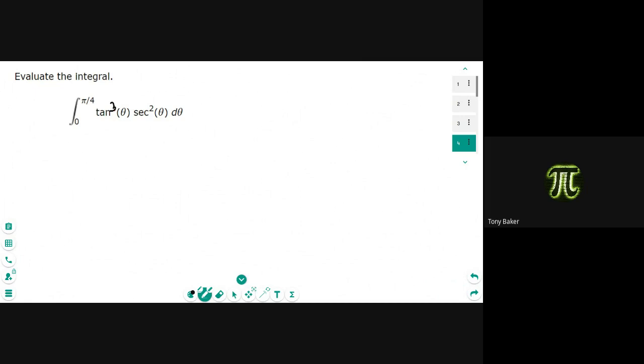Here, let me find it. Oh, you're right. What's the derivative of tangent? Secant squared. So this is literally just a u substitution. I was right. So tangent of theta is u. So du is secant squared theta d theta.